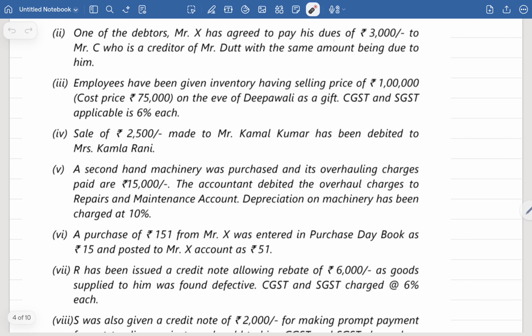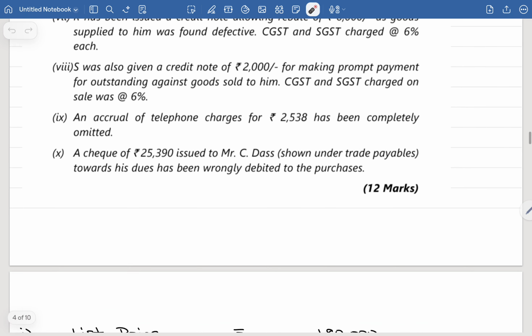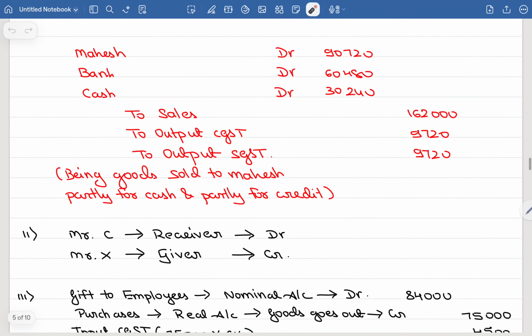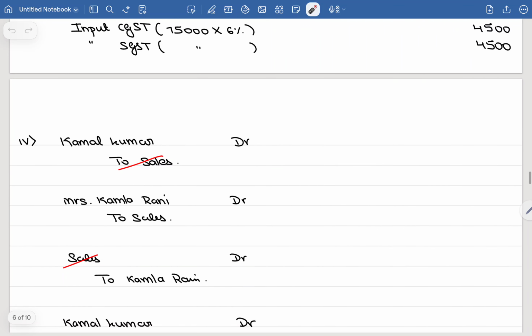Let us go to entry number 4. Sale of rupees 2500 made to Mr. Kamal Kumar has been debited to Mrs. Kamla Rani. So there is a clerical mistake made by the accountant. What is the correct journal entry for this? Kamal Kumar account debited to sales account. This is the correct journal entry.